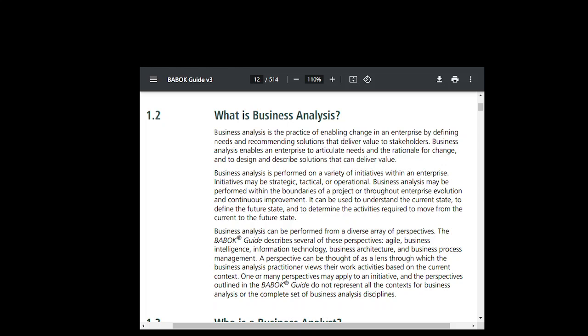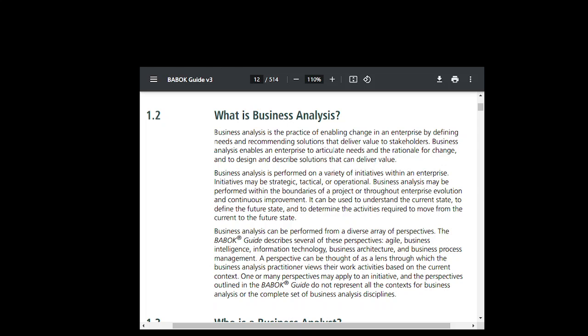And yeah, so business analysis enables an enterprise to articulate needs and the rationale for change. So you articulate a need, you put it together, you try to understand it, articulate it, and then the rationale for change. You are seeing the need, and then the rationale. What is the sense behind it? And to design and describe solutions that can deliver the need.